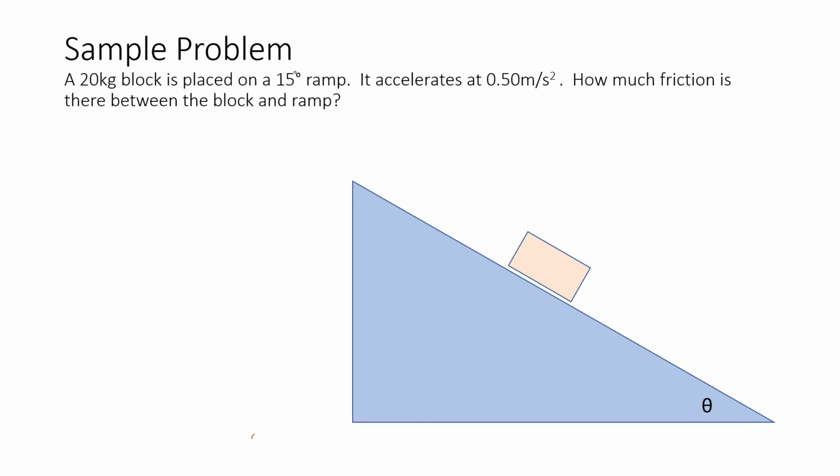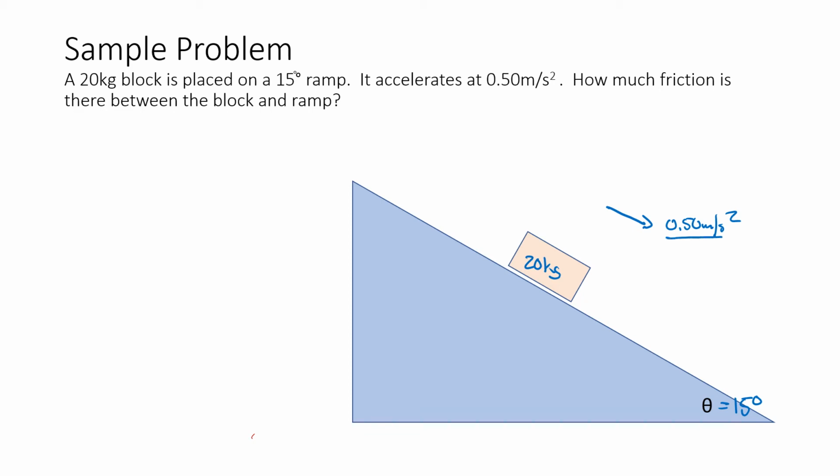So let's apply this all to a sample problem with some actual numbers in it, see how it all plays out when we work something out. In this case, we have a 20 kilogram block placed on a 15-degree ramp. So we're going to label this 15 degrees. And it's going to accelerate this way at 0.50 meters per second squared. That's our a value. We want to know how much friction there is between the block and the ramp.